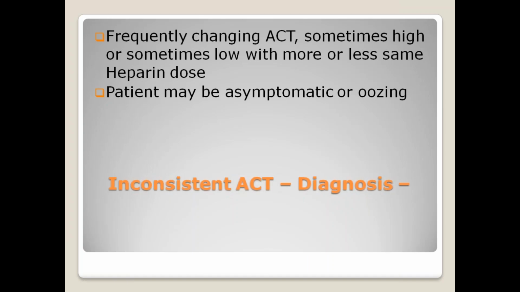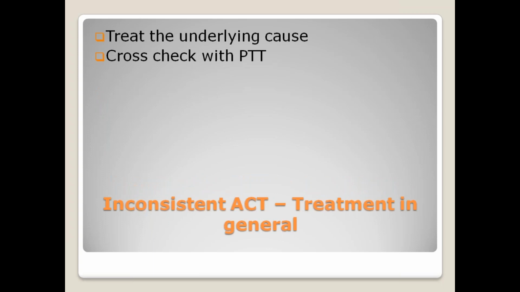Another issue you come across is inconsistent ACT. Sometimes staff comes and tells you the ACT is 180, 200, 160, and then suddenly they say the ACT has come down to 140, or suddenly they say it has gone up to 200, 220. So the ACT is inconsistent. The patient might be bleeding or might not be bleeding, and the ACT is inconsistent. What are the causes of that?